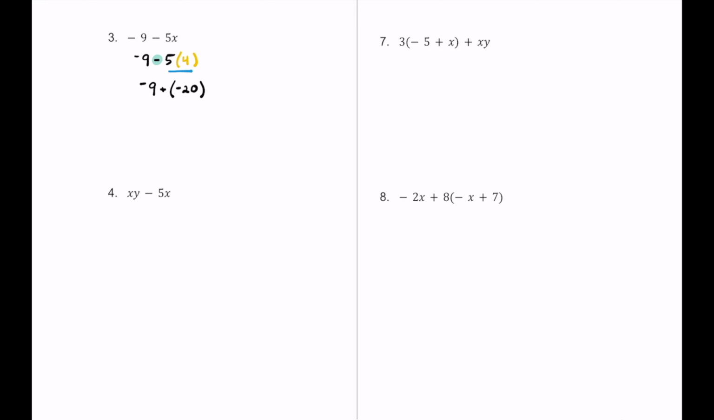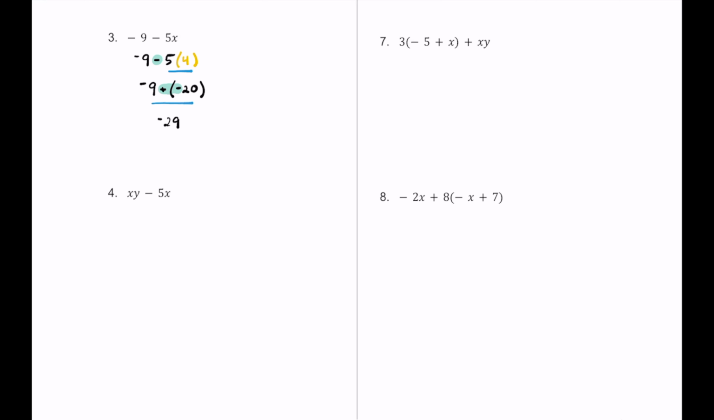Again, I kind of did two things here. I multiplied 5 and 4, but I also turned the subtraction problem into adding the opposite, which is the same thing. We're going to get the same value. So here it's a little bit easier for me at least, and a lot of other people I hope. Negative 9 plus negative 20, that's going to equal negative 29. All right, that would be the value of this expression if x was equal to 4.